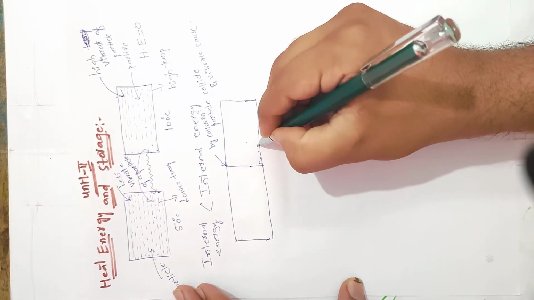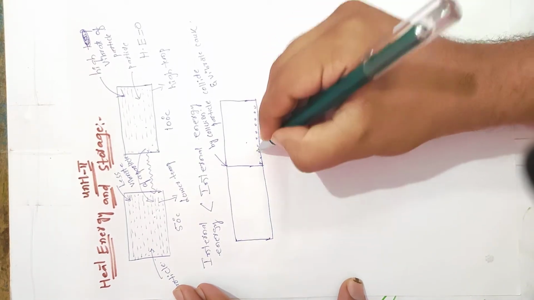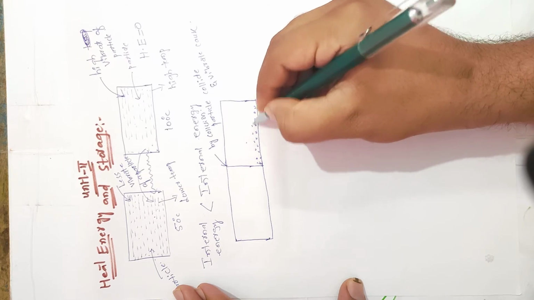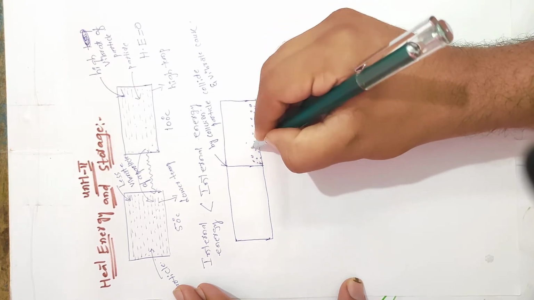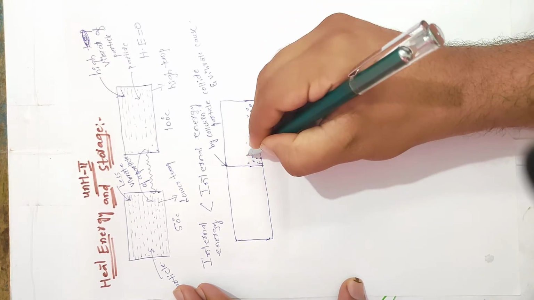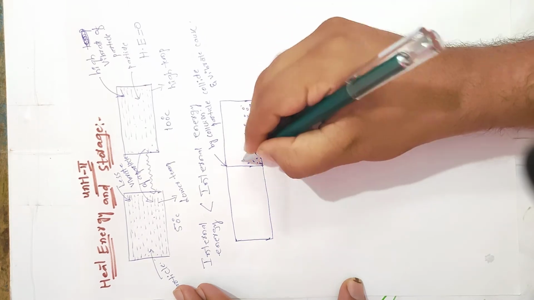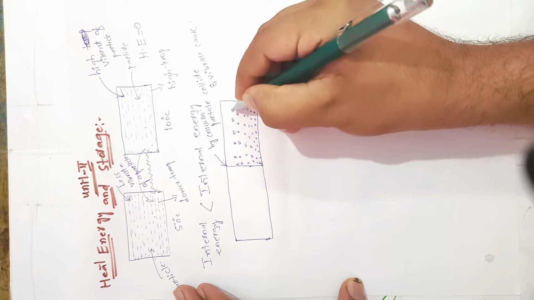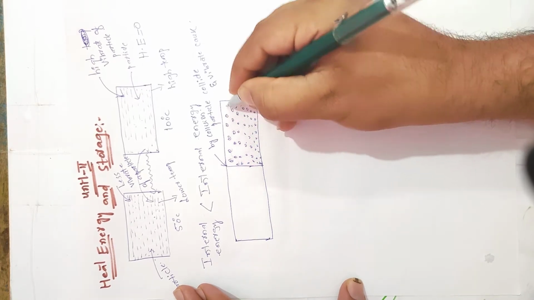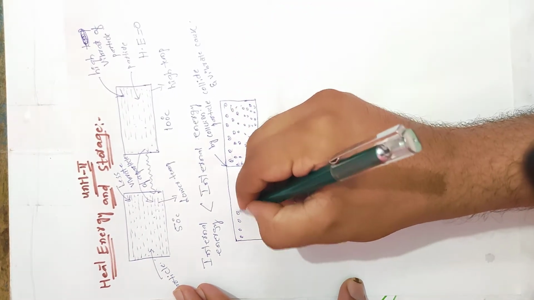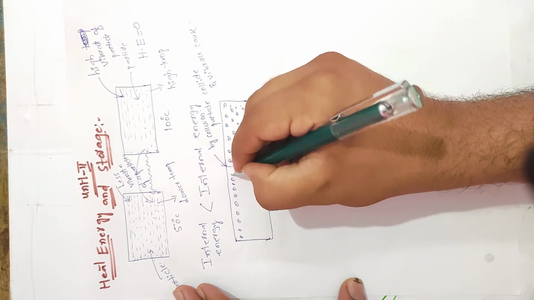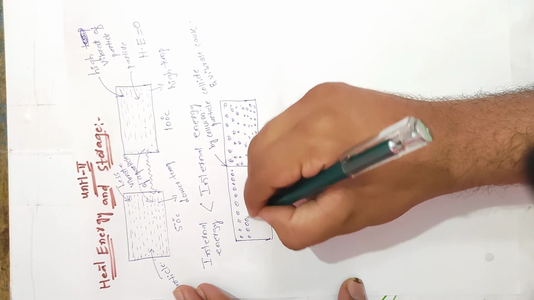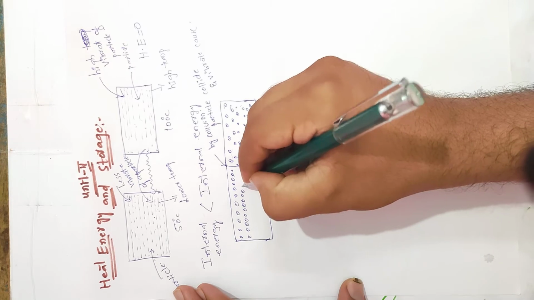Let us see over here. This particle is too much hot. Is it right? And this particle is less hot because we are applying the temperature of 50 degrees Celsius.